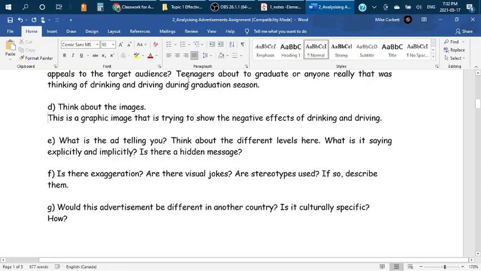So look at the image, think about it. What are your thoughts on that image? So then this is, what is the ad telling you? Think about it from different levels here. What is it saying explicitly or implicitly? Is there a hidden message?